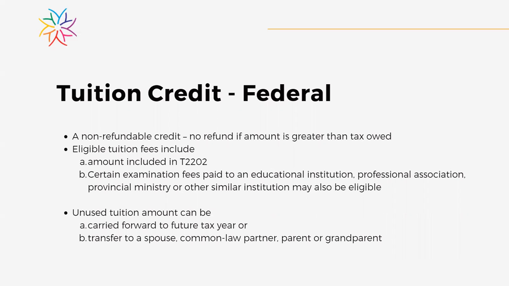Eligible tuition fees include the amount on Form T2202. Certain examination fees paid may also be eligible. Since the tuition credit is a non-refundable credit, you will only claim the amount to your tax owed. If there is any unused portion, you may either carry it forward to future tax years to reduce your tax, or you can transfer the amount to your parents or grandparents, to your spouse or common law partner, or to their parents or grandparents.